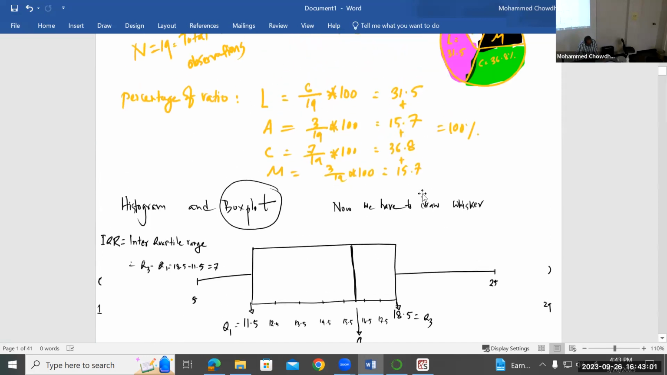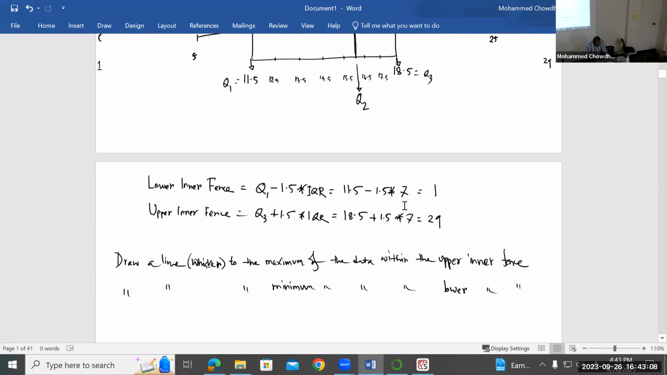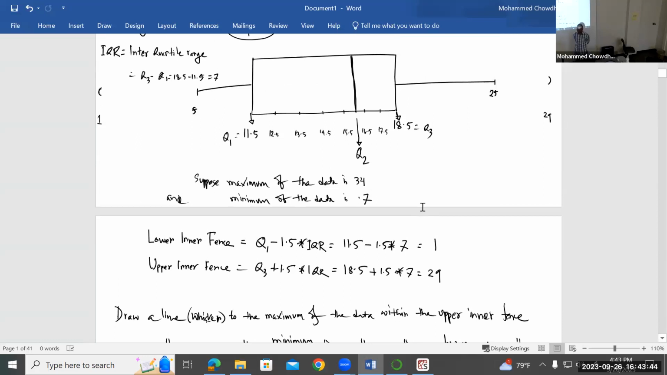Suppose the maximum of the data is 34, and the minimum of the data is 0.7. How far can I take my whisker now?